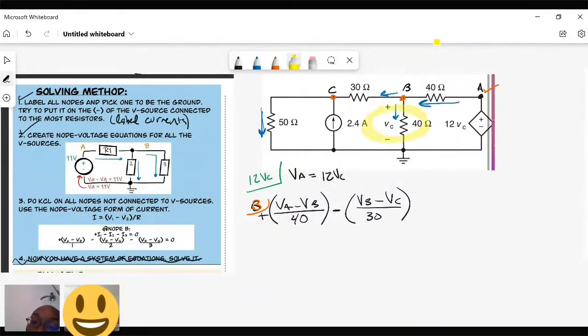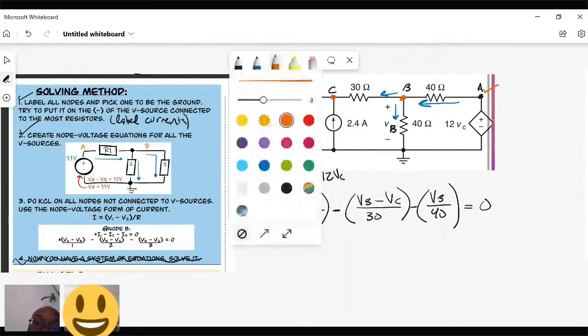Last but not least is this guy right here. So how do we do that? It's equal to, I think, that's VB. I guess so. It would be VB over 40. Good. Positive or negative? It's leaving, so negative. Good. And how you're talking to yourself to walk yourself through it, please continue to do that. That is literally how you do these problems.